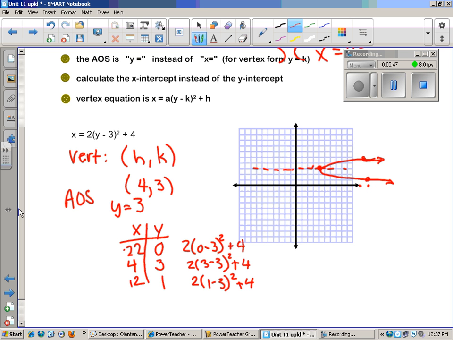That's the vertex form. Standard form is ax squared plus bx plus c.